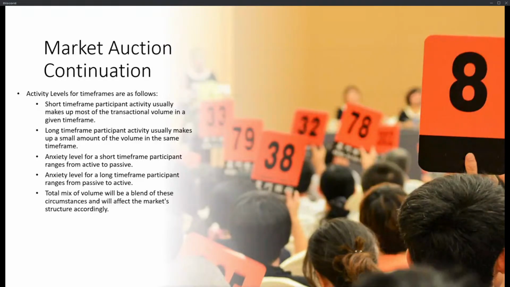So, activity levels for time frames. What this means is, who's involved, right? If you think about a short time frame participant, they usually make up most of the transactional volume in a time frame, because they're just trading to make a few dollars, right? I mean, some of them go 100 contracts, so they make a little bit more. But long participants, do you guys really think they make up a lot of volume when they come in at the bottom, like we had, let's say, recently on ES at 4,400? There's so much you can buy in such a short period of time, right?